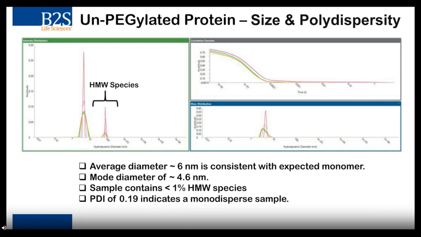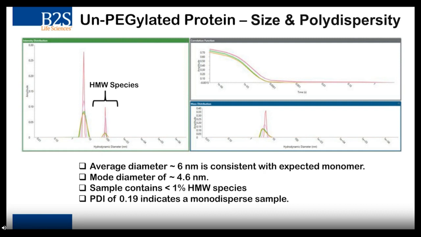So the first step we approached in this case study was to characterize the unpegylated enzyme first. And this sample and all of the candidates were run in parallel, thanks to the Uni sample holder that Kevin introduced. We were able to run all of them simultaneously.